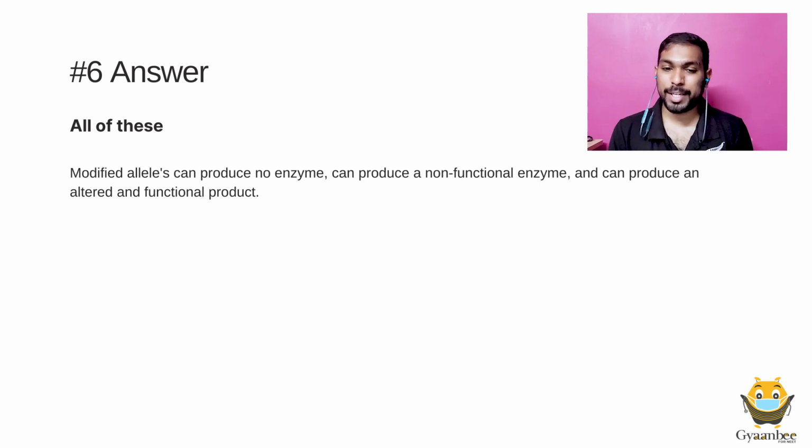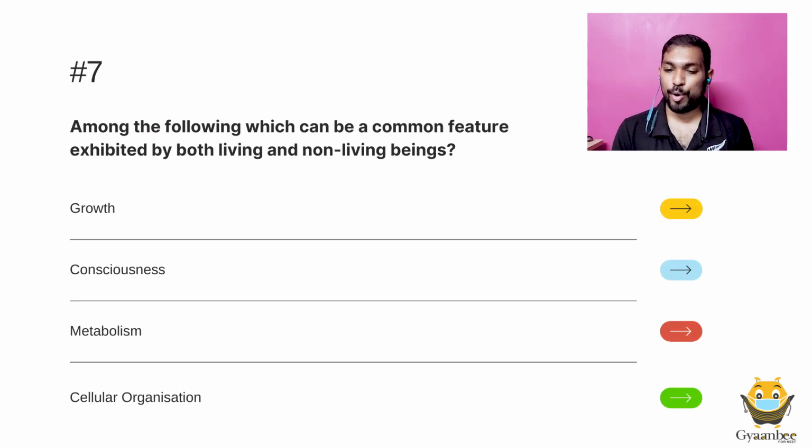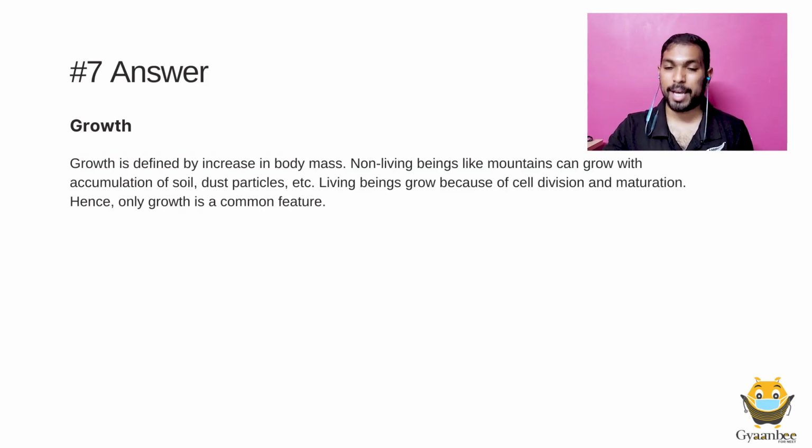Alright, so question number 7. Among the following, which can be a common feature exhibited by both living and non-living beings? Option A is growth. Option B is consciousness. Option C is metabolism. And option D is cellular organization. So those were your four options, and most of you, of course, got the answer to the question right. The answer is in fact option A, growth.